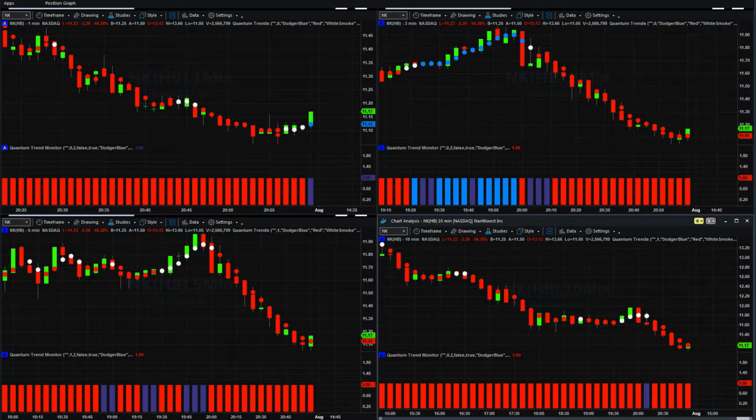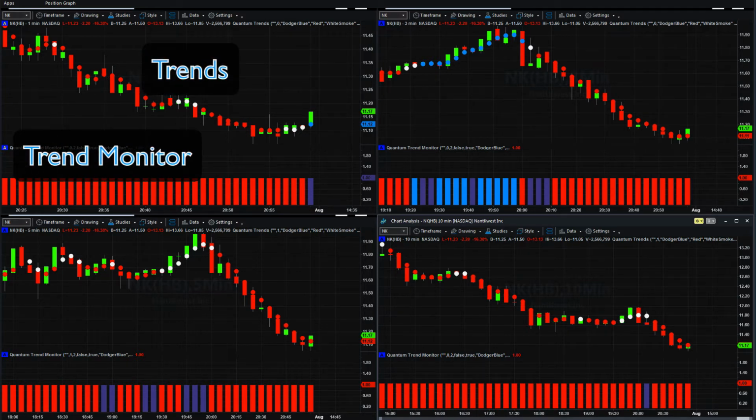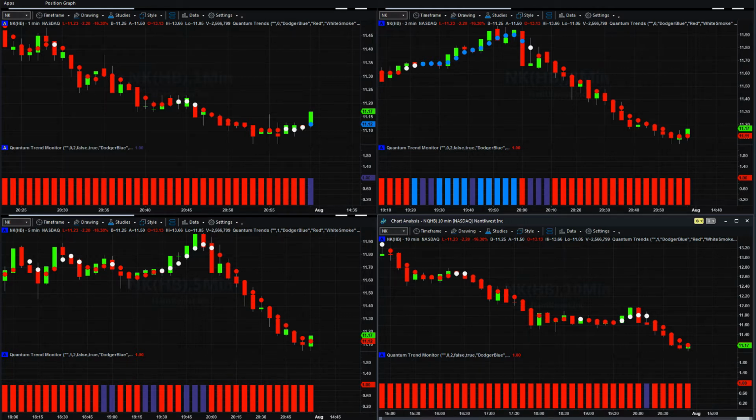And here we are, just to round off to complete the picture. This is the downside move that we saw on the stock. This is on the 1 minute, 3 minute at the top of the screen, and on the 5 minute and the 10 minute at the bottom of the screen.